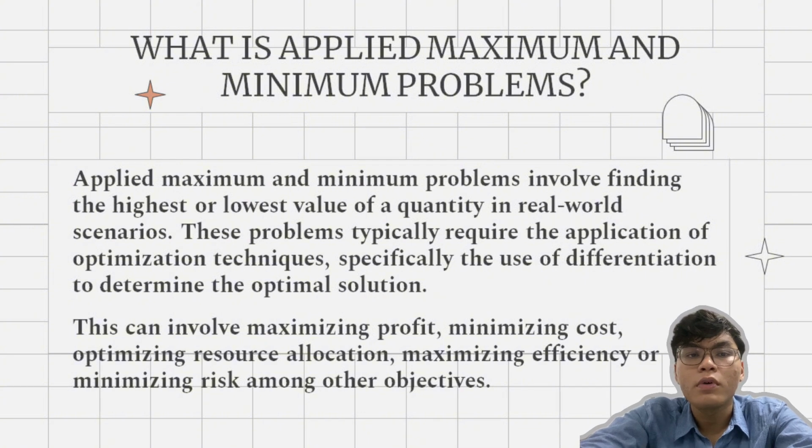Applied maximum and minimum problems involve finding the highest or lowest value of a quantity in real world scenarios. These problems typically require the application of optimization techniques, specifically the use of differentiation to determine the optimal solution. This can involve maximizing profit, minimizing costs, optimizing resource allocation, maximizing efficiency, or minimizing risk, among other objectives.